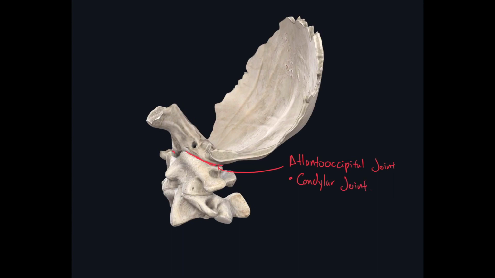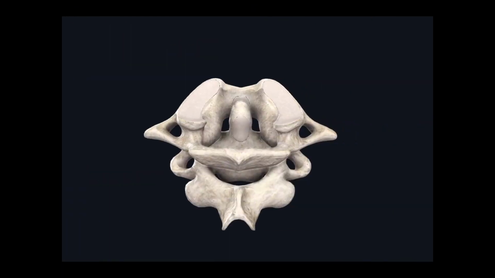The next set of joints that I want to identify are found between the axis and the atlas. I'm going to go ahead and switch images so I have a clearer view of both of these bones. The first joint I want to identify between these two bones is located between the dens of the axis and the anterior arch of the atlas. This joint right here is called the median atlantal axial joint. And this joint's classification is a pivot joint or trochoid joint.